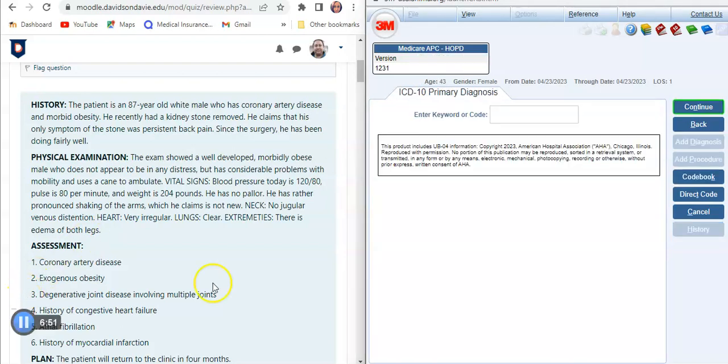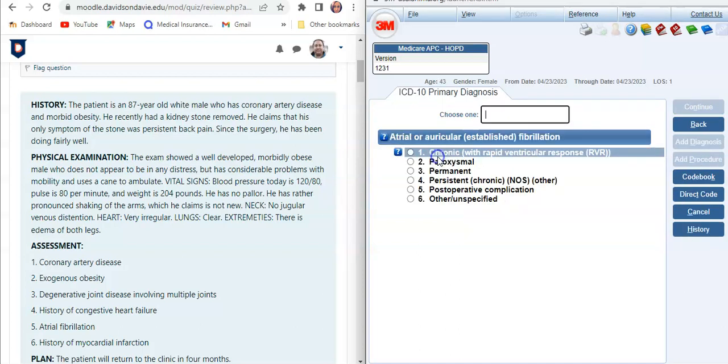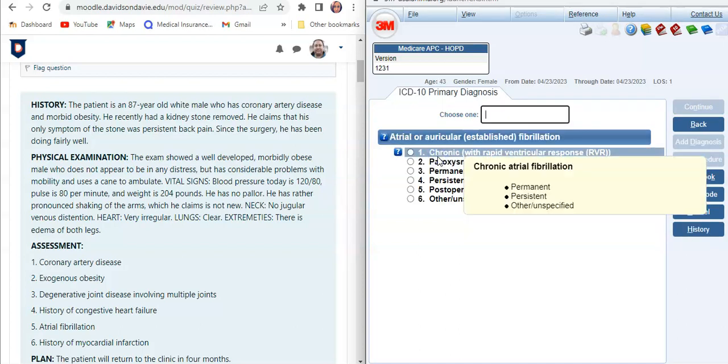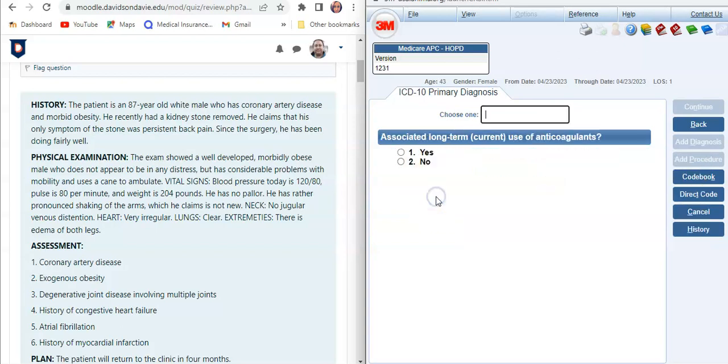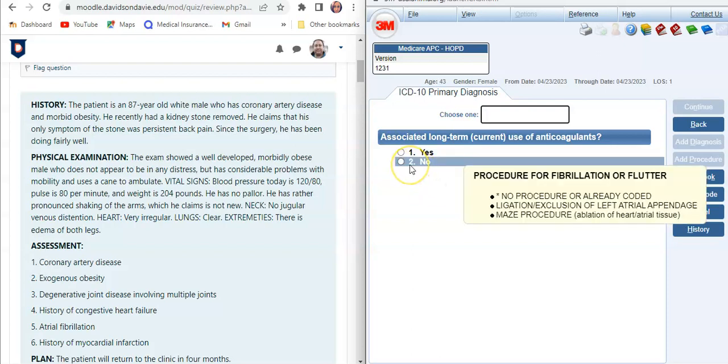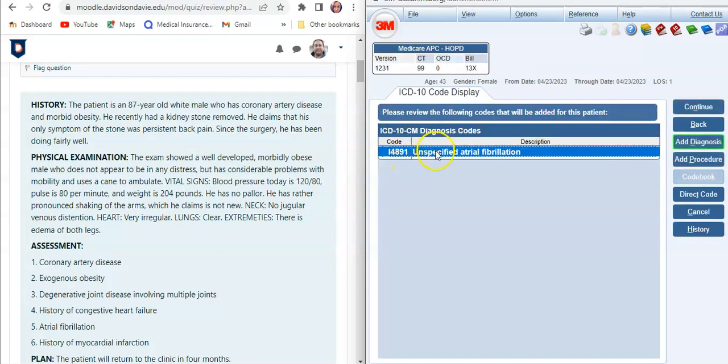I50.9. Okay, next one's atrial fibrillation. So let's go ahead and put fibrillation. There we are. Atrial. Perfect. That's going to be one of those easy ones, I'm hoping. It does not specify any specifics for it. Doesn't say anything about anticoagulants and no procedures. So the next one is I48.91.